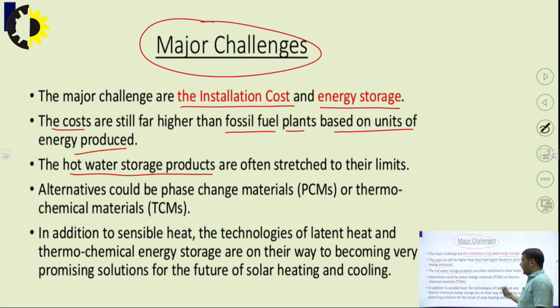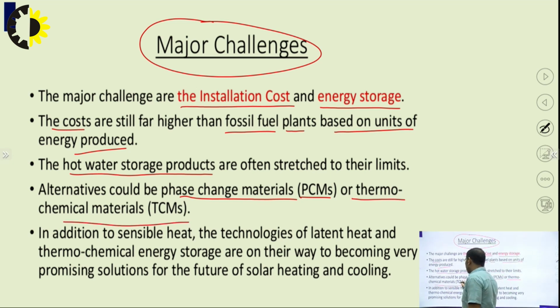So this is another disadvantage. And the alternative could be phase change material, that is PCMs, or thermochemical material, TCM. So this is the major challenge: how to replace them with the help of PCM or TCM.